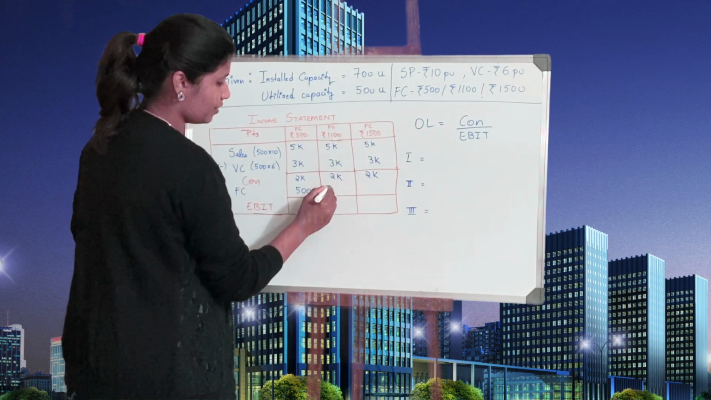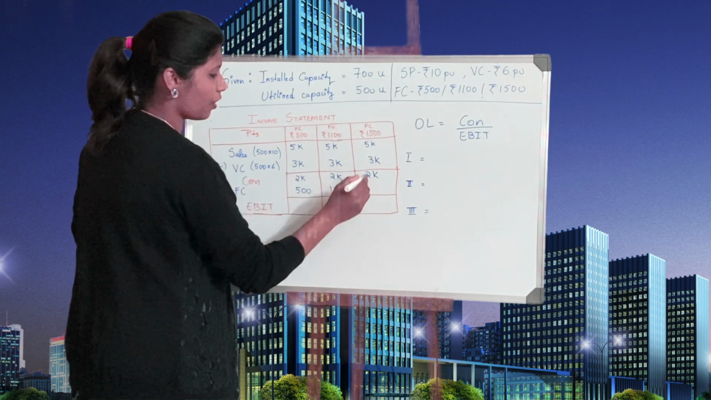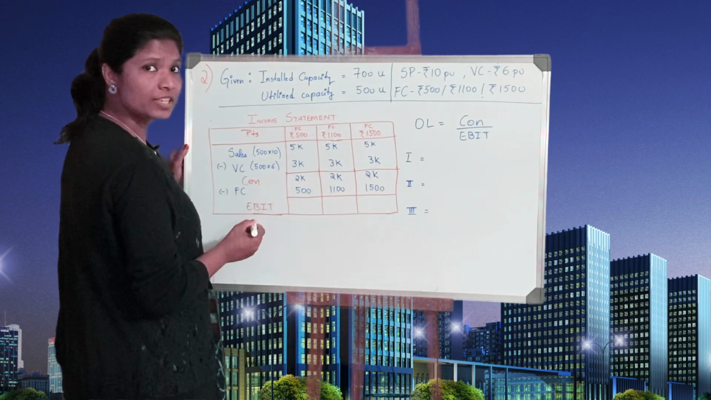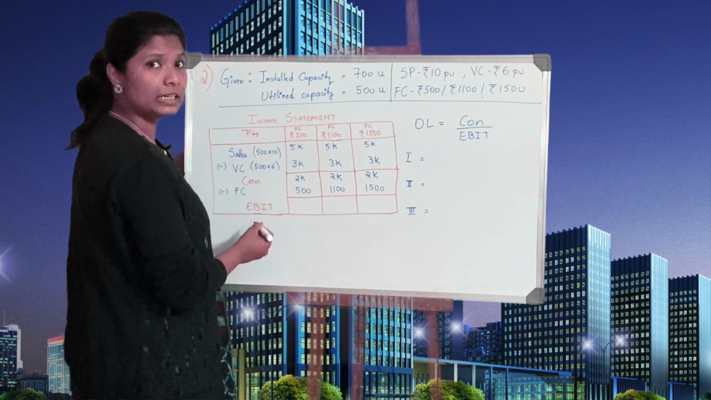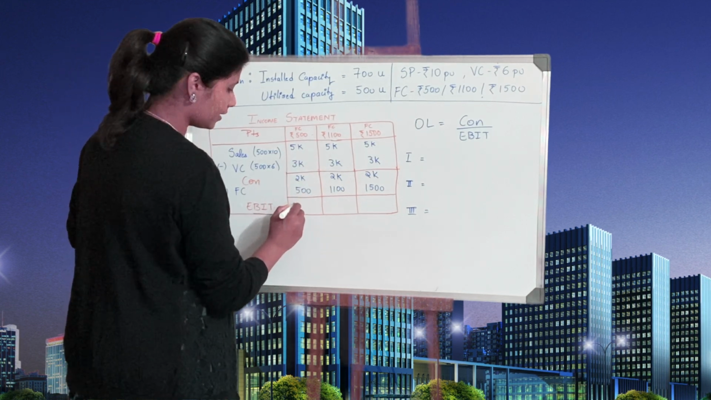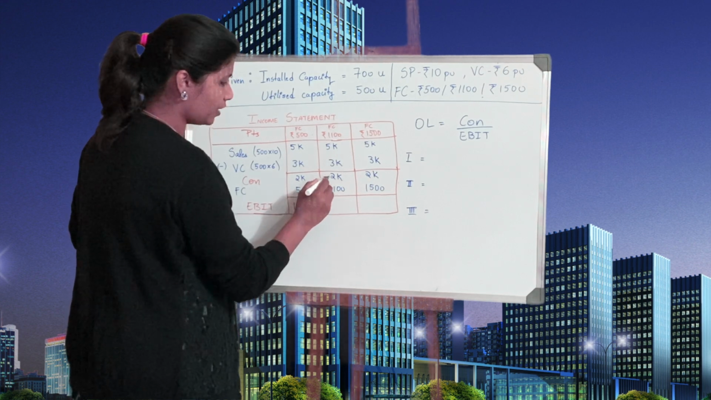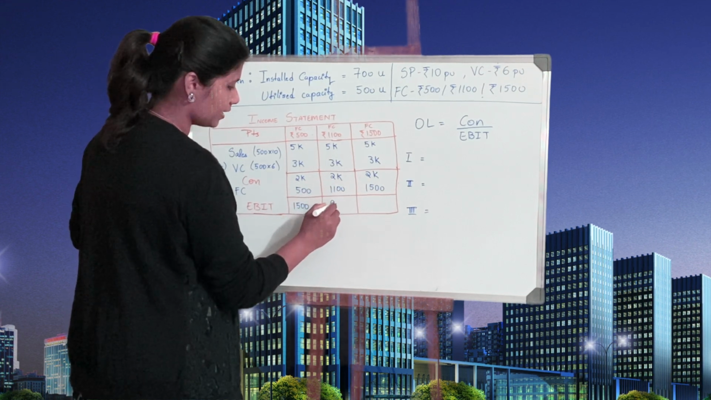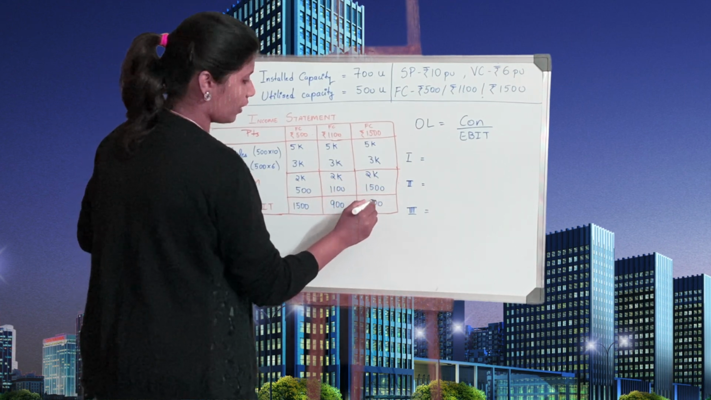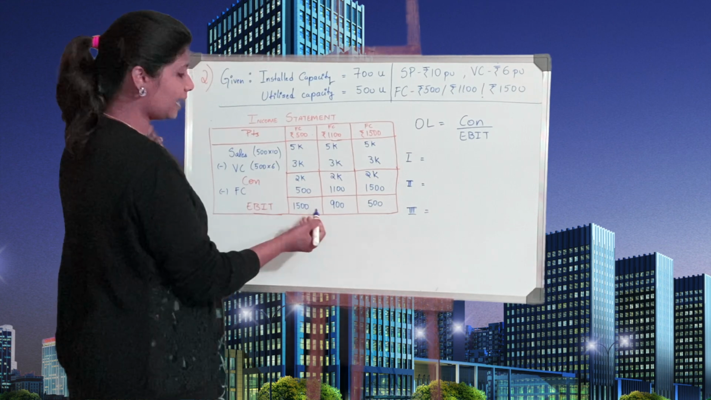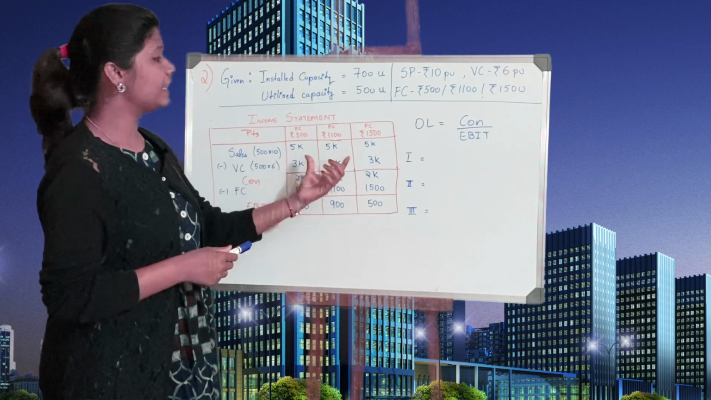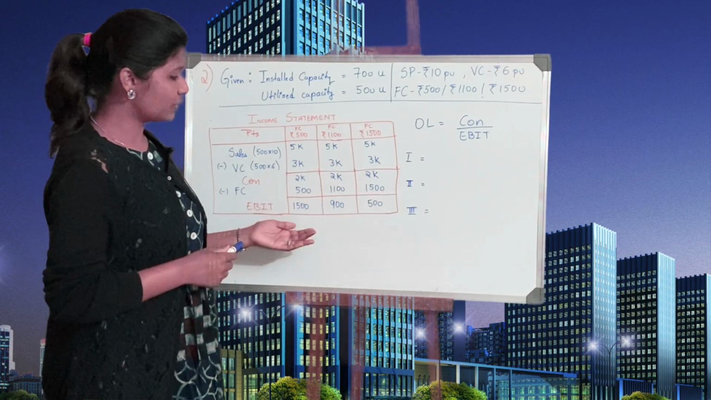500, 1100 and 1500. Therefore, contribution minus your fixed cost will give you EBIT, earnings before interest and tax, which is 2000 minus 500 is 1500, 2000 minus 1100 is 900, and 2000 minus 1500 is 500 rupees.